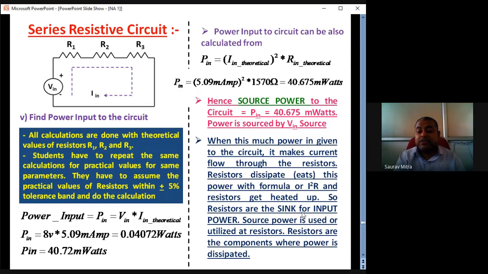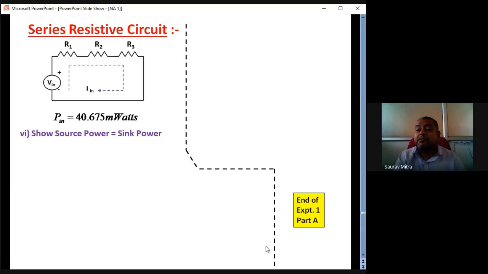or they are actually dissipating power. Resistors are the sink for the input power. So whatever power is the input power, whatever power is given, the resistor is sinking that power. That means eating that power. Source power is utilized at resistors. Resistors are the components where power is dissipated. Dissipated means utilized, used. So it is dissipated in the form of heat or something.